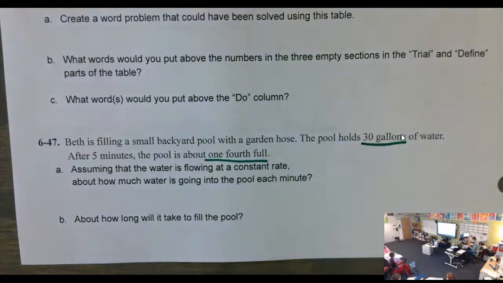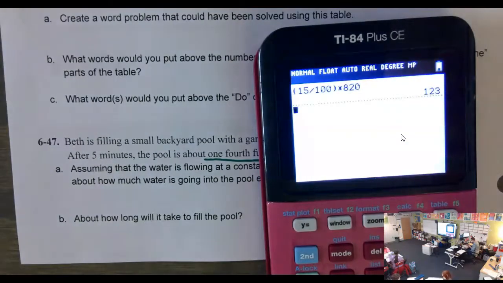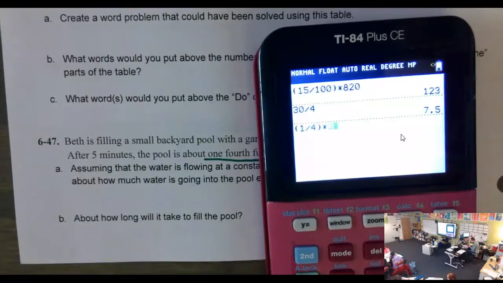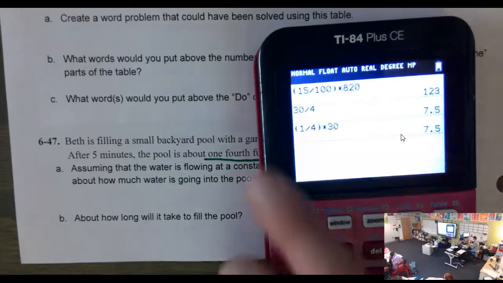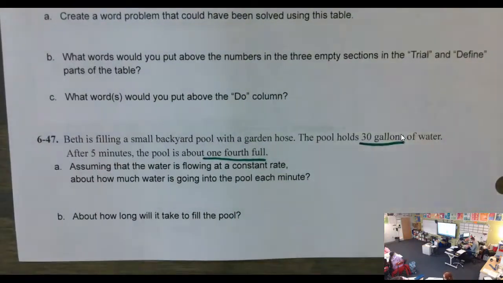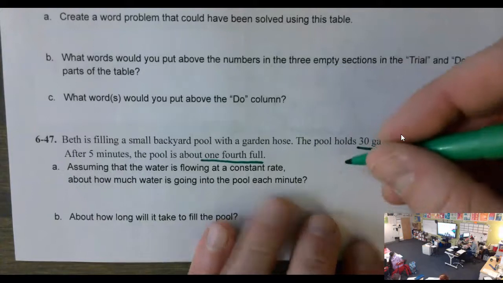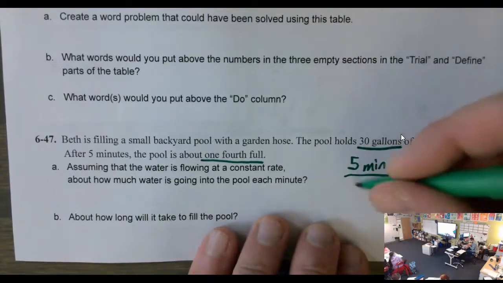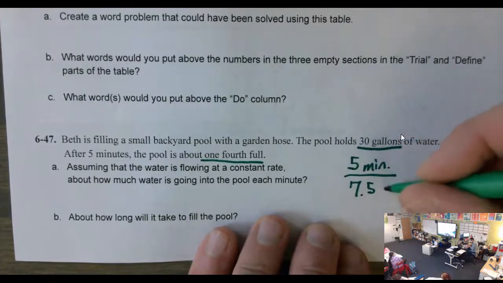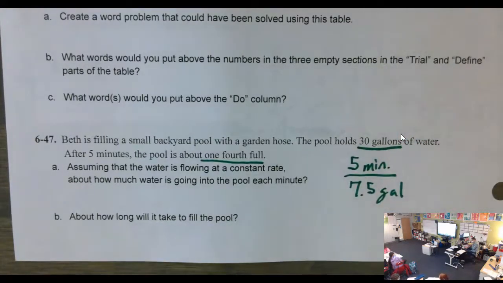So if it's 1/4 full, what's 1/4 of 30? So I can do 30 divided by 4. Or you could do 1/4 of 30. 7.5 gallons is how full it is right now. So what I would probably set up is 5 minutes got 7.5 gallons. That's just my setup, though. I haven't solved anything.